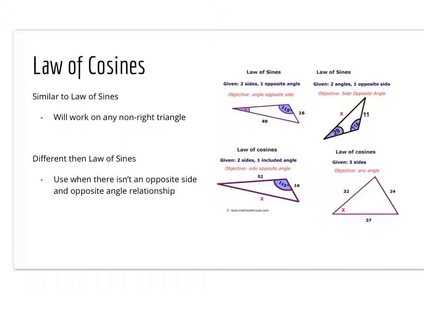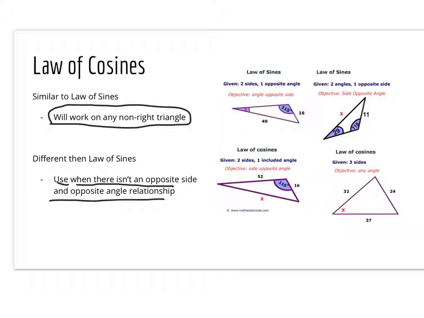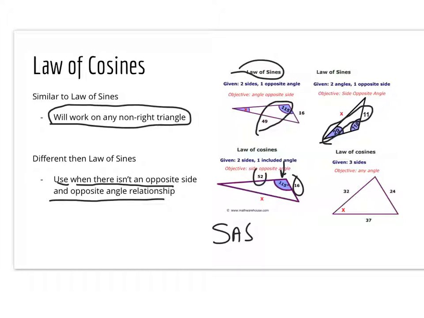The law of cosines is similar to the law of sines in that it will work on any non-right triangle. That's where you're using this, non-right triangles, so no right angles. It's different because you use this when there's not an opposite side, opposite angle relationship. The law of sines you want to use anytime you've got some sort of opposite side, opposite angle relationship. You can use it to solve for angles or for sides. The law of cosines, you're going to use if you've got a side angle side situation, where you've got two sides and the angle in between, or you've got three sides. So you've got a side, side, side situation, and you're looking for an angle.